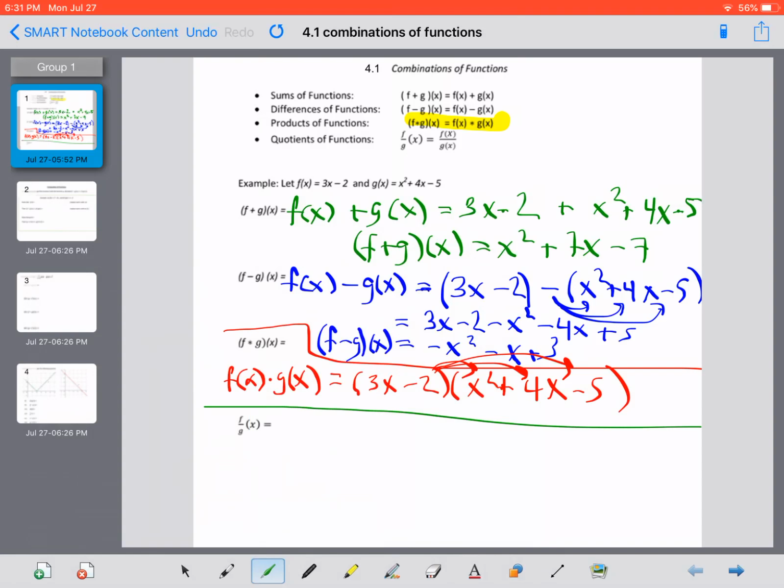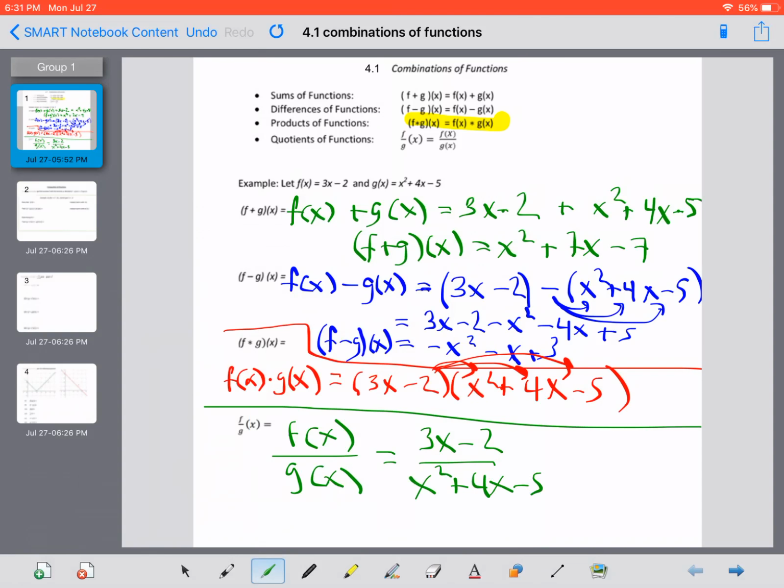And finally, for our last combination of functions, we have f over g of x. So this is going to be f of x over g of x. This is going to be a rational function. So we end up with f of x on top, so that's 3x minus 2 on top, over g of x on the bottom, x squared plus 4x minus 5. Now, notice that when we added, subtracted, or multiplied two polynomial functions, the result was still a polynomial. But when you divide two polynomial functions, the result is not necessarily going to be a polynomial anymore, but it will be a rational function. Just something to be aware of.